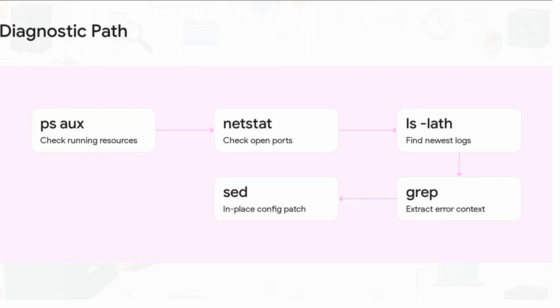We just executed a really fast, confident chain of commands. Look at the logical 5-step diagnostic path we just used, in under 2 minutes, to successfully identify and resolve a massive outage. We didn't panic, we checked our running resources with ps, we checked our ports with netstat, we found the bleeding edge of the logs with ls -lt, we extracted the exact context of the error using grep, and we executed an in-place configuration patch using sed.